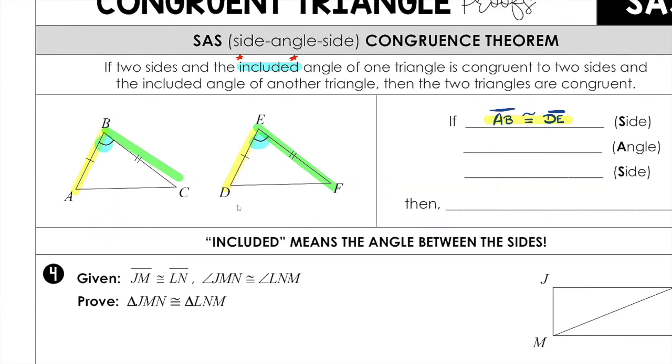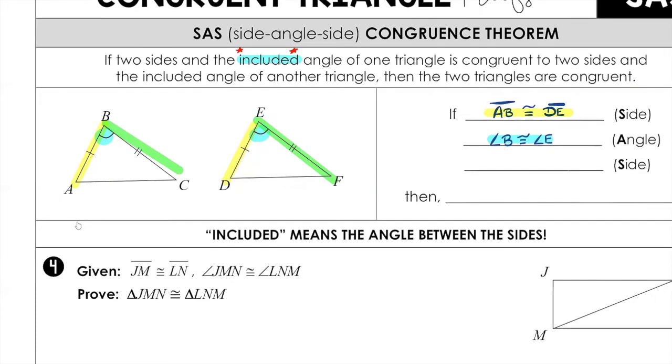We've got, which is our congruent angle relationship? Angle B is congruent to angle E. And then lastly, that's what, blue? Yeah. And lastly, we've got BC is congruent to EF. So I've got a side, an angle, and a side.